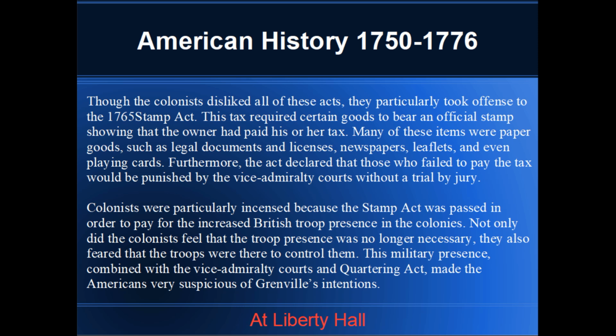Colonists were particularly incensed because the Stamp Act was passed in order to pay for the increased British troop presence in the colonies. Not only did the colonists feel that the troop presence was no longer necessary, they also feared that the troops were there to control them. This military presence, combined with the Vice Admiralty Courts and Quartering Act, made the Americans very suspicious of Grenville's intentions.